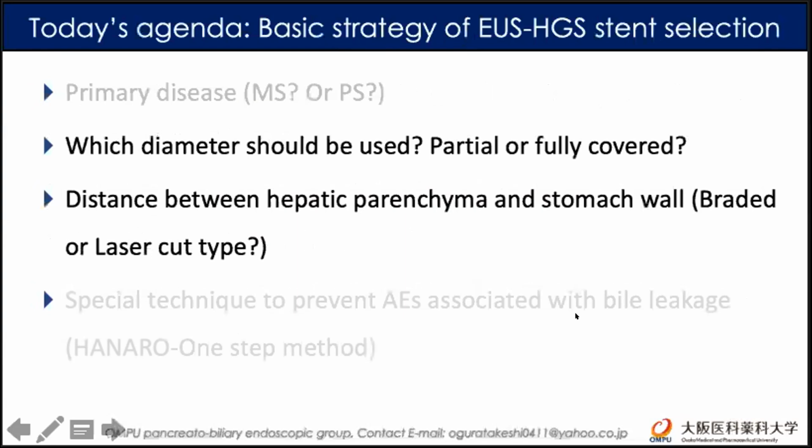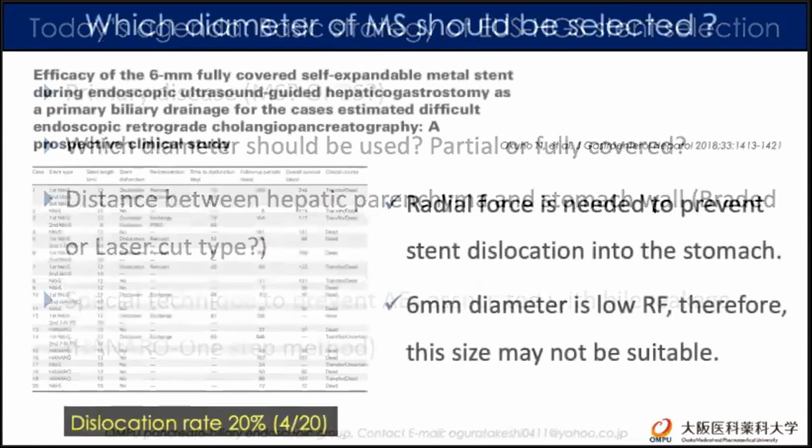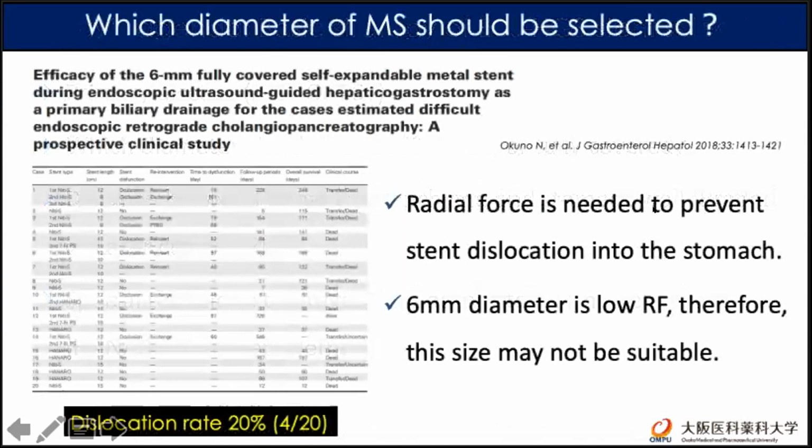Next, I'd like to talk about following subjects. Which diameter of metal stent should be selected? I think larger force is needed to prevent dislocation into the stomach. In this study from Japan, 6 mm diameter was mainly used. Compared with 10 mm diameter, the force is small. Therefore, to prevent dislocation, I'd like to recommend 10 mm diameter.